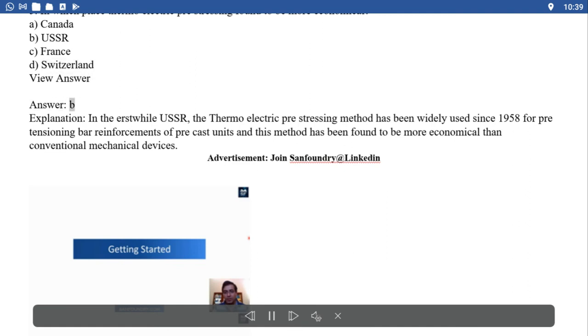Answer: B. Explanation. In the erstwhile USSR, the thermoelectric pre-stressing method has been widely used since 1958 for pre-tensioning bar reinforcements of precast units, and this method has been found to be more economical than conventional mechanical devices.